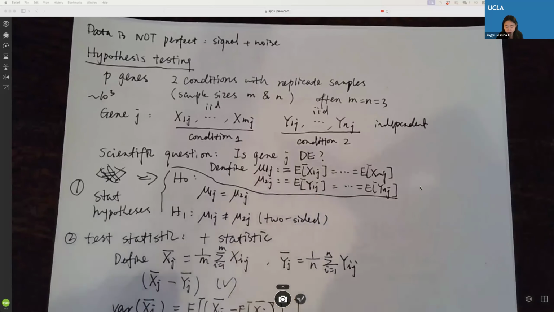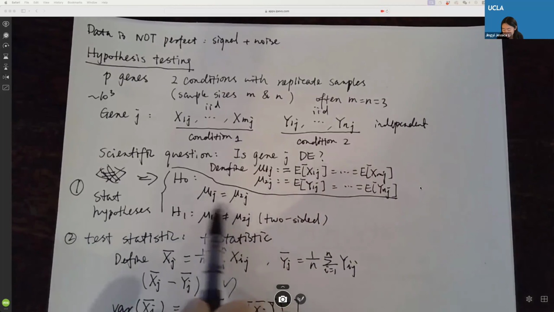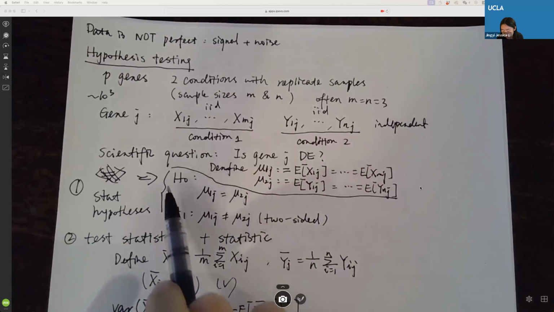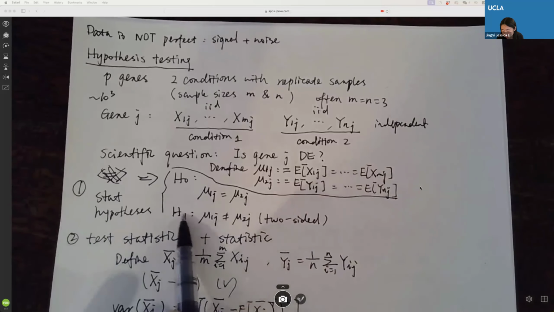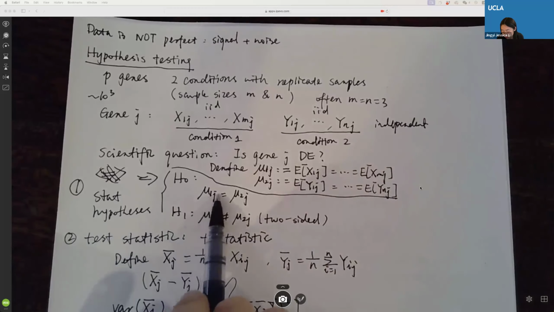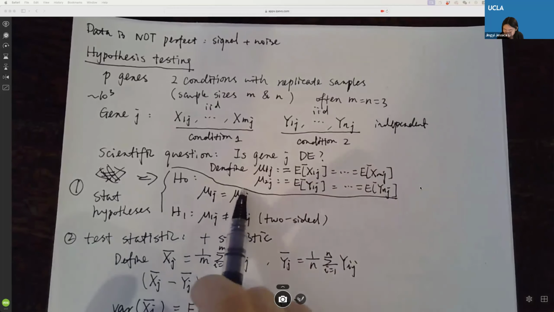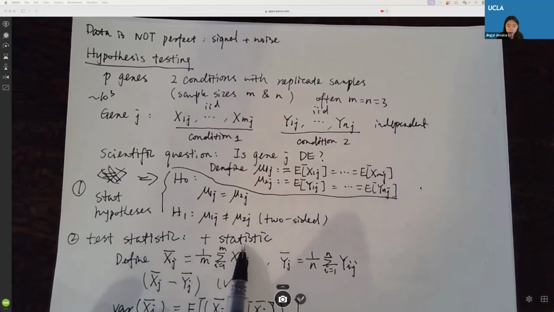And this mean is what we believe to be the true expression value. And under this null hypothesis that reflects our scientific question, that is, null means no differential expression, alternative means differential expression. We want to use our data to help us decide whether we want to reject this null hypothesis or not. And for this problem, the most classical statistic is the t-statistic.